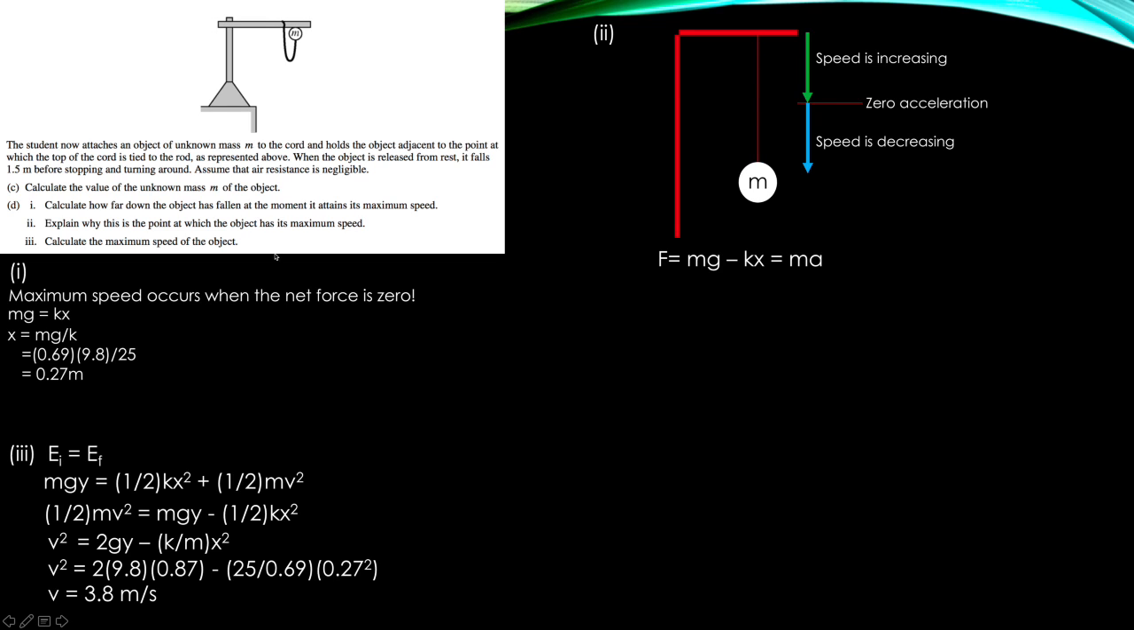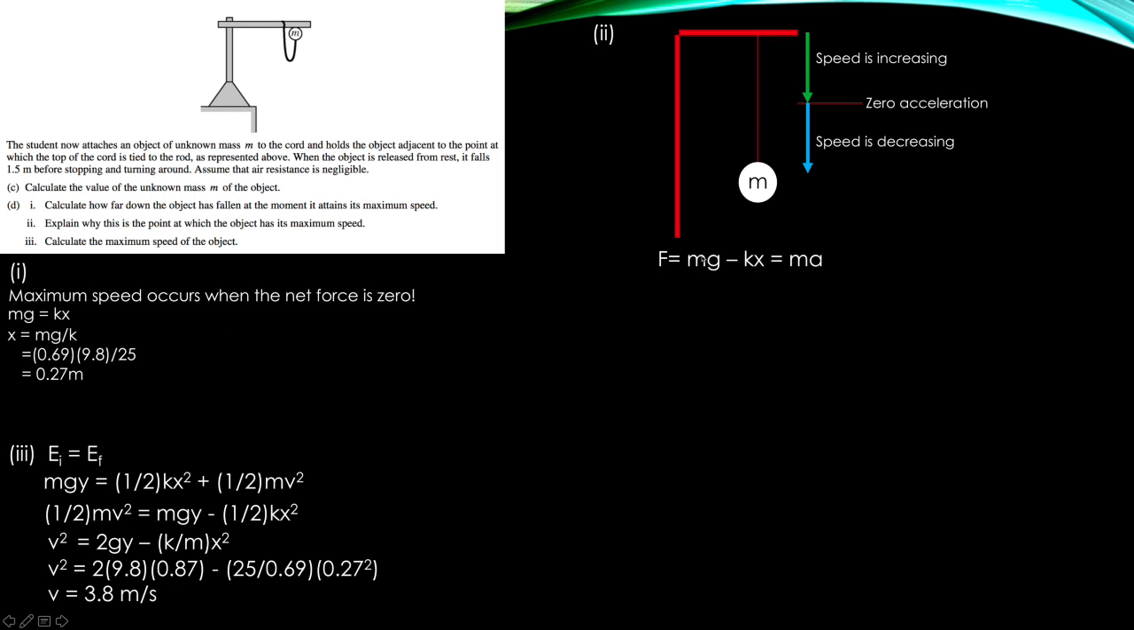So for part D, there are three parts. The first part asks us to calculate how far down the object has fallen at the moment it attains its maximum speed. So maximum speed will occur when the net force is zero. I'll explain why that is in part 2, but for now just assume that that's correct.